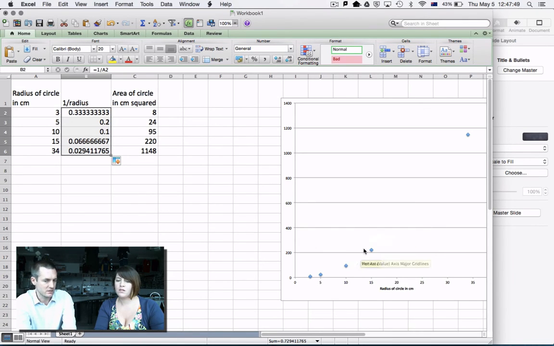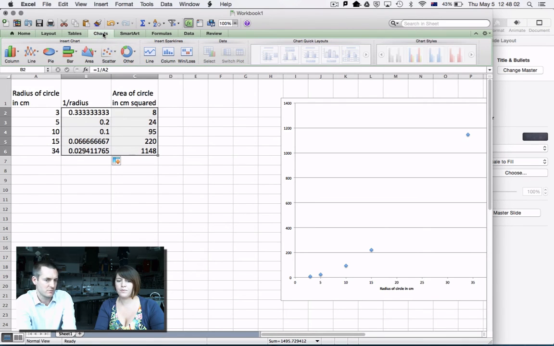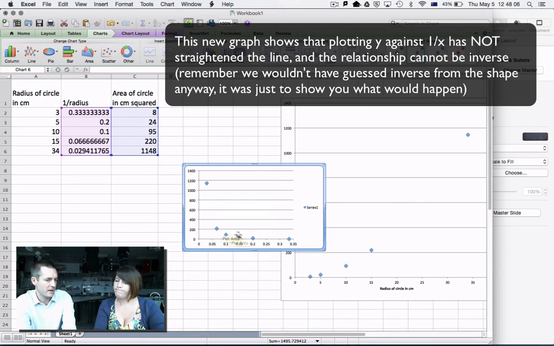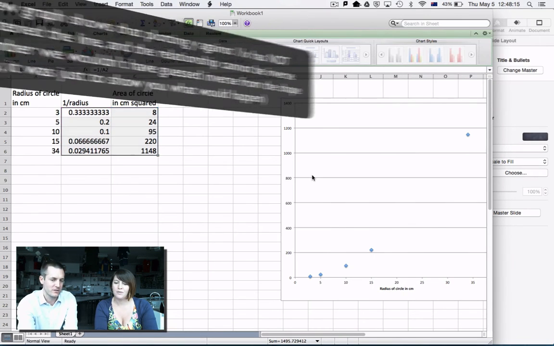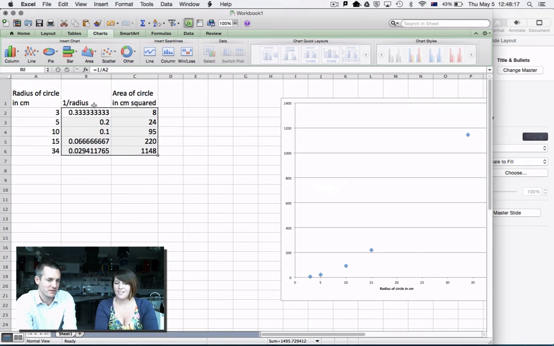Okay. Now, it hasn't done anything to this graph, but that's because this graph is plotting those two columns. Right. So we want a new graph for our y values together with this new column we've just created. Okay. Same as before, so scatter. And that hasn't made it a straight line. That looks worse. Yeah. So definitely we were right that it wasn't an inverse graph. Right. So let's not pretend it was an inverse graph. Let's do what does this one actually look like?